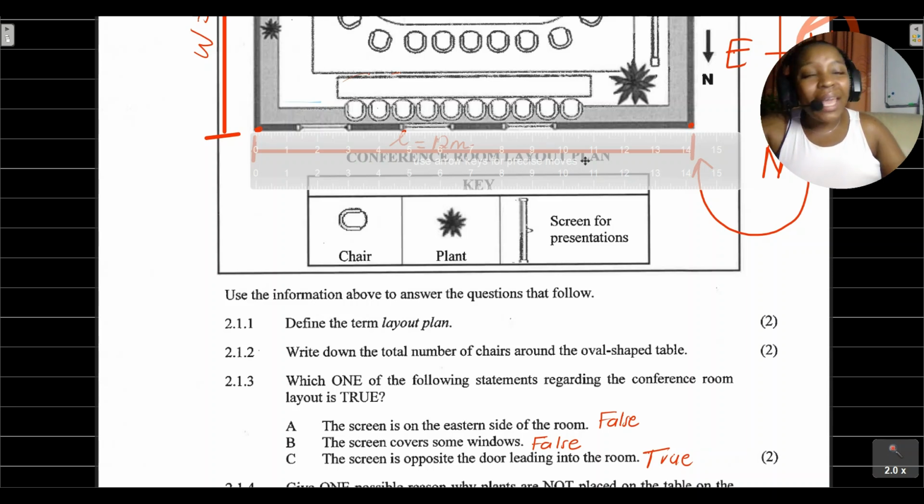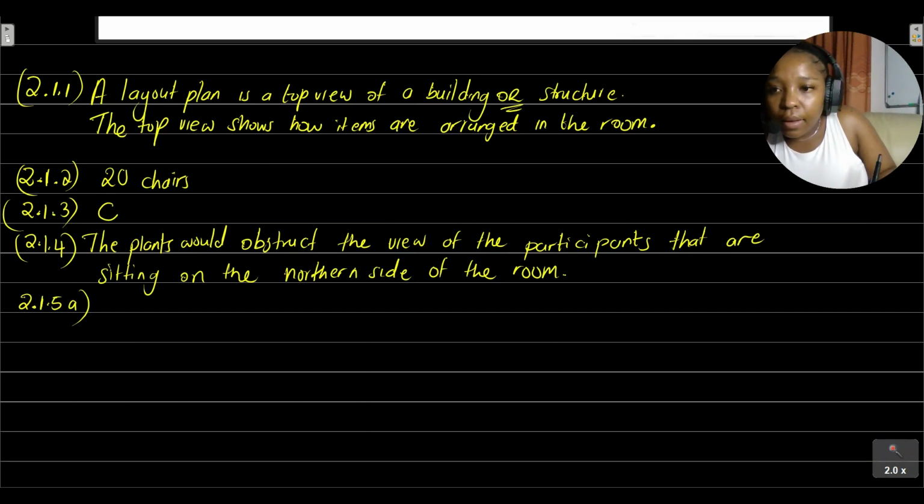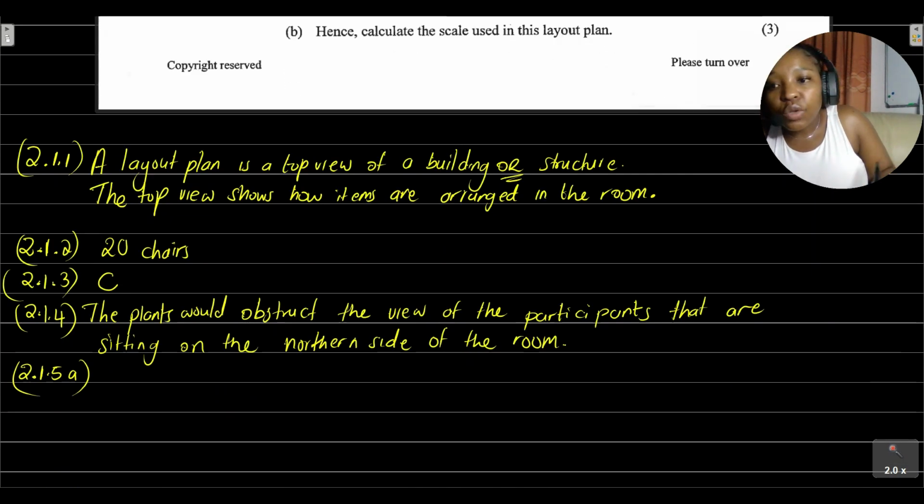Okay, remember, you can measure in centimeters or in millimeters, it doesn't matter, provided that they didn't tell us which units to use. They didn't tell us to use centimeters or millimeters, so that means that you can choose which units you want to measure in. So I'm just going to use centimeters. So 2.1.5. What is the measured length of the conference room on the layout plan? The measured length is equal to 12.7 centimeters.